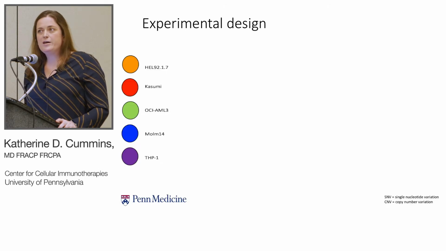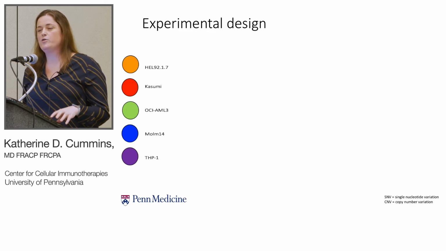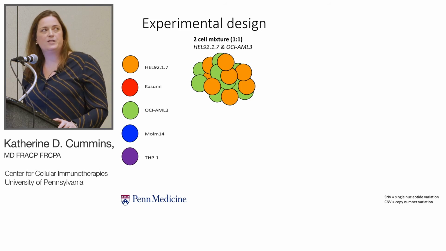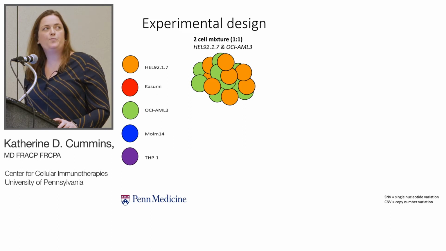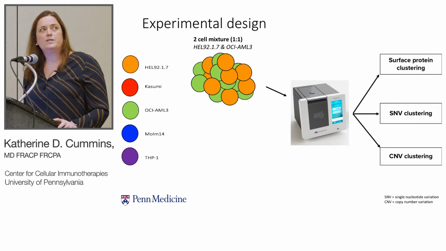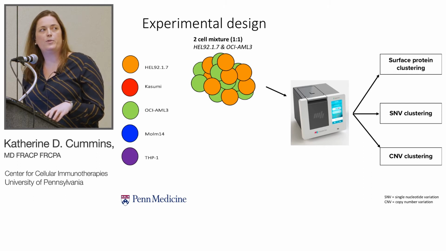To simulate leukemia, what we did was to try to reproduce a clonal population of blasts with mixtures of these cells of known genotype and phenotype. So for the first experiment, we wanted to keep things reasonably simple, and we just combined 2 of these cell lines, which are the HEL9217 and the OCI AML3 cell line. They were combined at a 1-to-1 ratio and went through the Tapestri sequencing pipeline. And then the output from this is how they cluster in terms of protein, how they cluster in terms of single nucleotide variants, and how they cluster in terms of copy number.